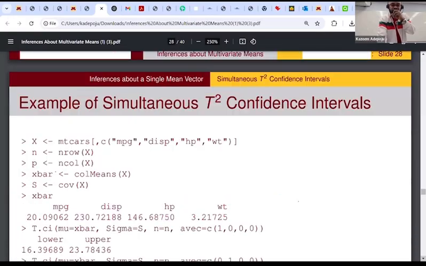Of course, I can give you an example of how to construct the simultaneous Hotelling T-squared confidence interval that I just showed you. I've read in the data set, mtcars, which is actually in R. You have the mpg, disp, hp, and wt. Now, of course, you need your n, you need your p, you need the column means, and you need the variance covariance. This is the x bar, and what you're seeing now.